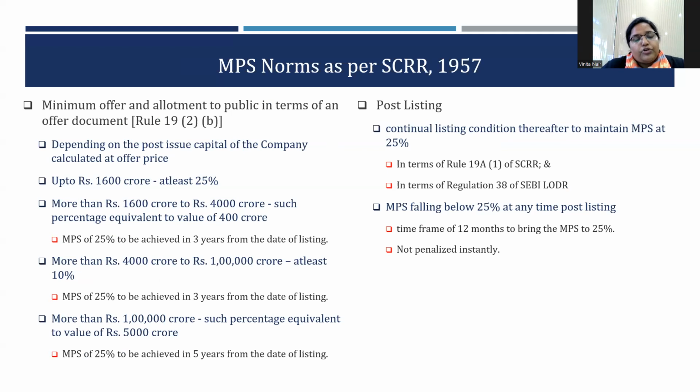Similarly, if the post-issue capital is more than 4,000 crores up to 1 lakh crores, in that case, at least 10% of the capital has to be offered and allotted to public. And again, you will have the time frame of 3 years from the date of listing to increase it to 25%. If the post-issue capital is more than 1 lakh crores, in that case, such percentage which is equivalent to rupees 5,000 crores has to be offered and allotted to public. And thereafter, the company will have a 5 years timeline from the date of listing to increase it to 25%. This timeline has been given because SEBI acknowledges the fact that in case of large issuances, it may not be feasible for the companies to have the public shareholders immediately at the time of offer.